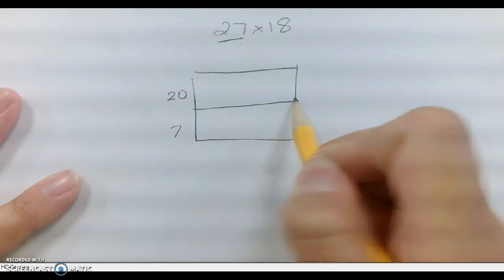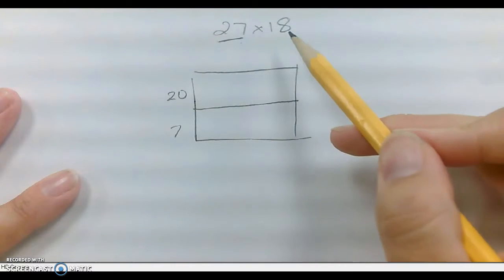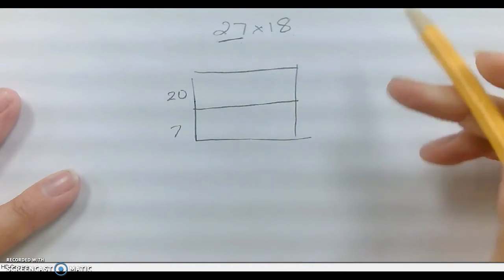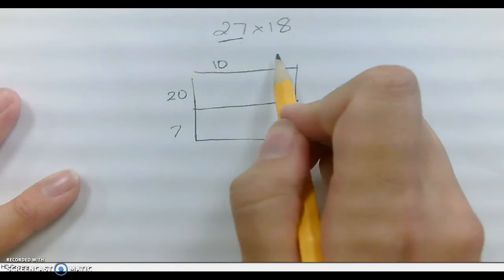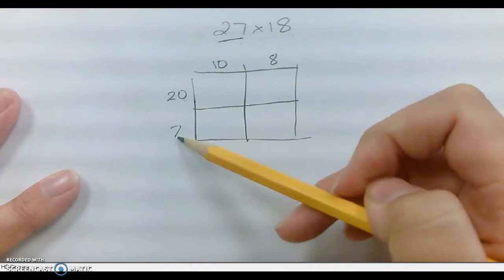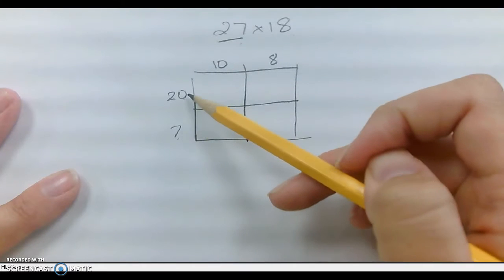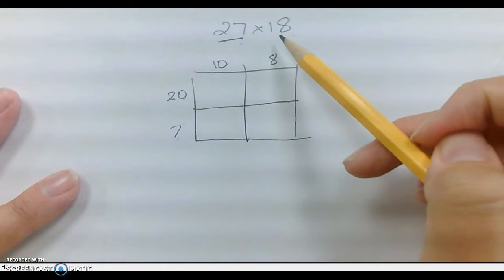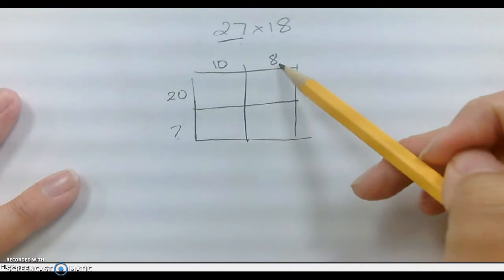And I'm going to divide them out. And then I'm going to break down the tens and the ones here on the 18. So I'm going to have 10 and 8. So I broke down 27 to 20 and 7. And I always go to the left side first just to be organized. And on the 18 to 10 and 8. And then I go up top.